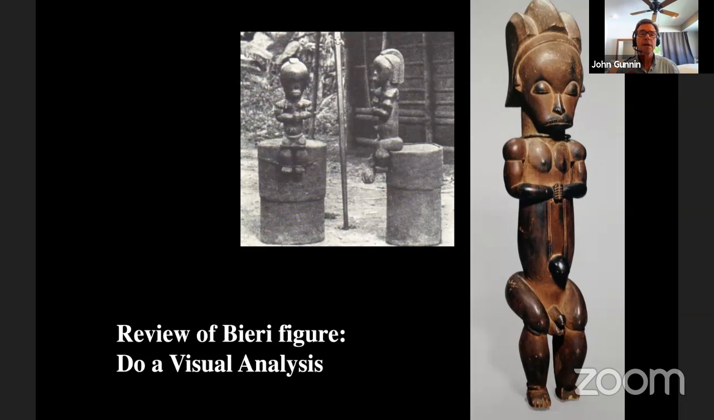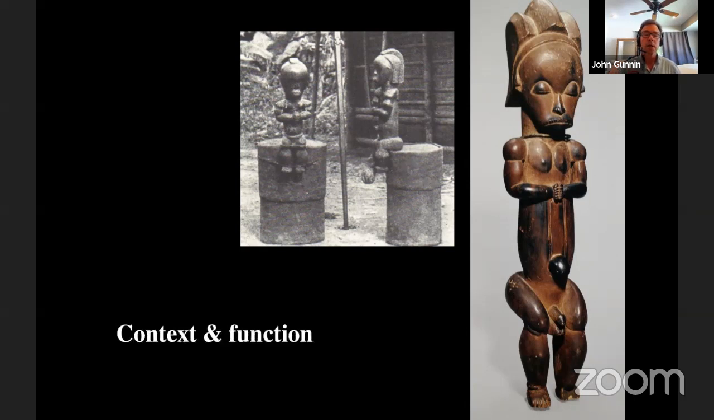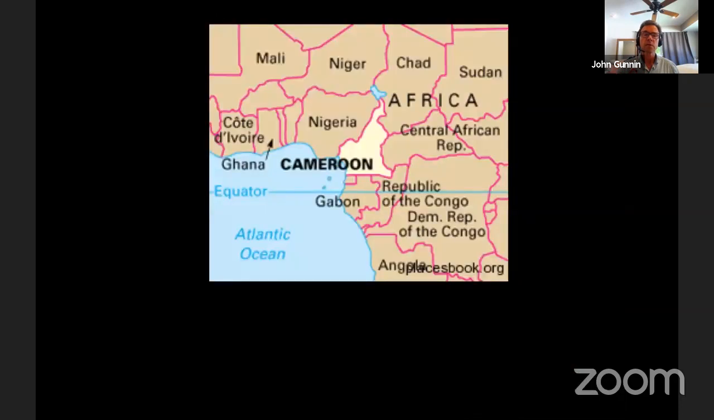And then over on the left, you see the contextual photo, which I think is really amazing, that you can see that these figures are actually guardians of this bark box. And in the bark box, you have the relics, okay? So let's talk a little bit about the context and the function of this work.